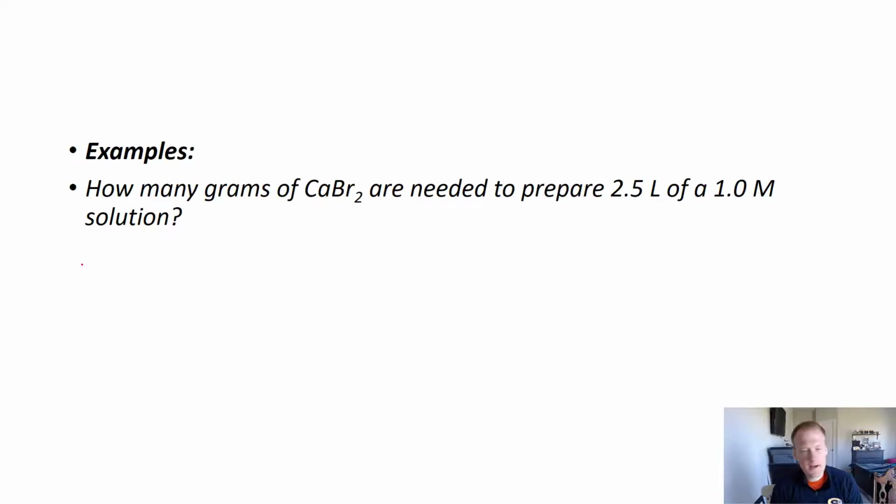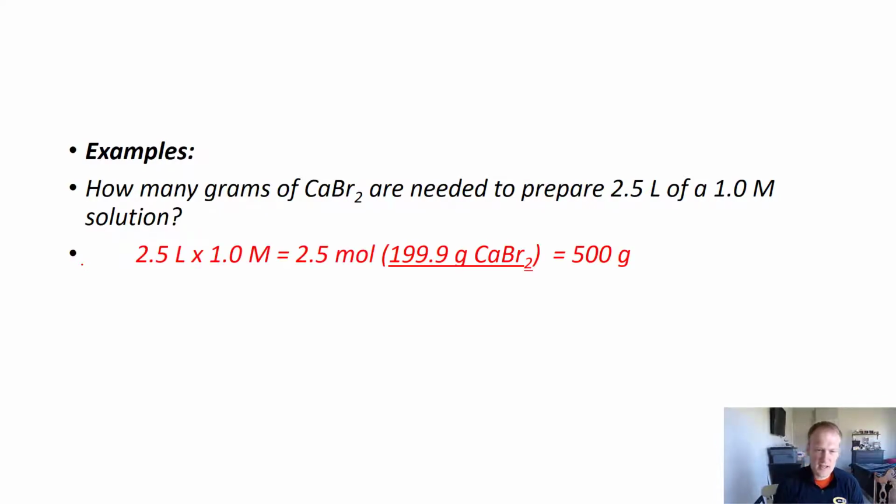All right, so how would that look? How many grams of calcium bromide are needed to prepare 2.5 liters of a 1 molar solution? So we just take molarity times the volume, and it would tell us we need 2.5 moles, and then we multiply by the molar mass if we want to know how many grams.